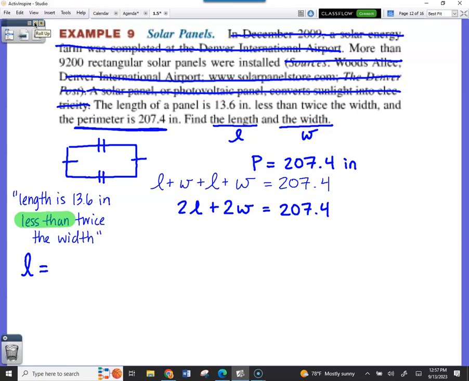What does twice the width mean? 2W. And they're saying it's 13.6 inches less than 2W, right? So you probably think 13.6 minus 2W. Is that what you initially think? No, I hope not. If you do, it's okay. That's why I'm here. The phrase less than is tricky. It means change the order of what you just read to subtract.